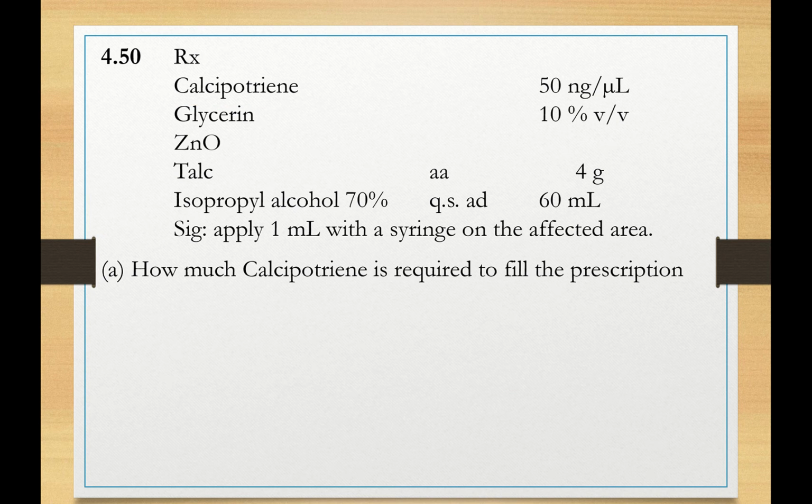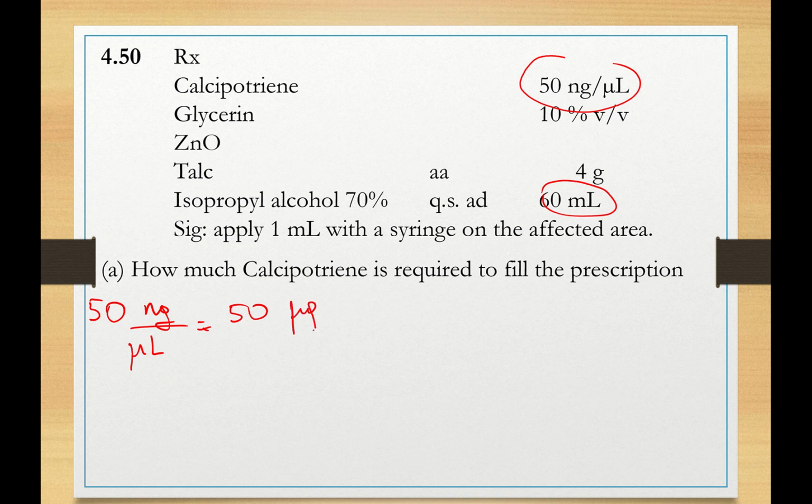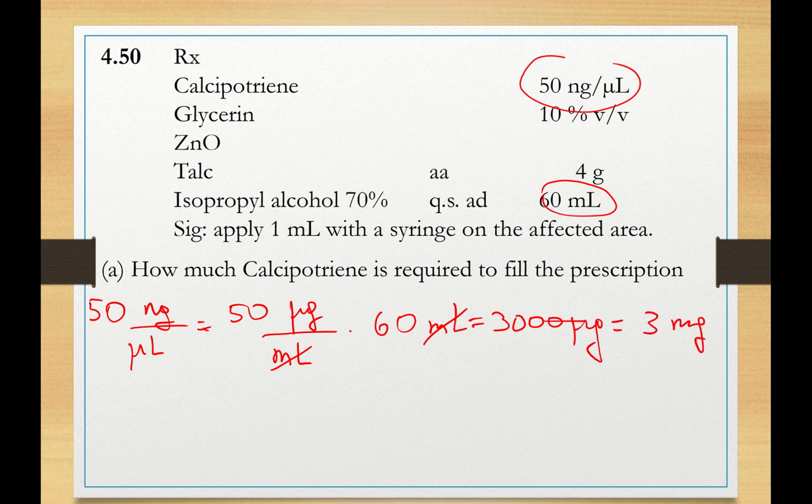In order to calculate the calcipotriene required to fill the prescription, we're going to use the concentration of it. So this is 50 nanograms per microliter. And because I have 60 ml, I have to change the units. So this is equal to 50, I just multiply it by 1,000, numerator and denominator. Becomes micrograms per ml, and then multiply by the volume of lotion, and I end up with 3,000 micrograms or 3 milligrams of calcipotriene.